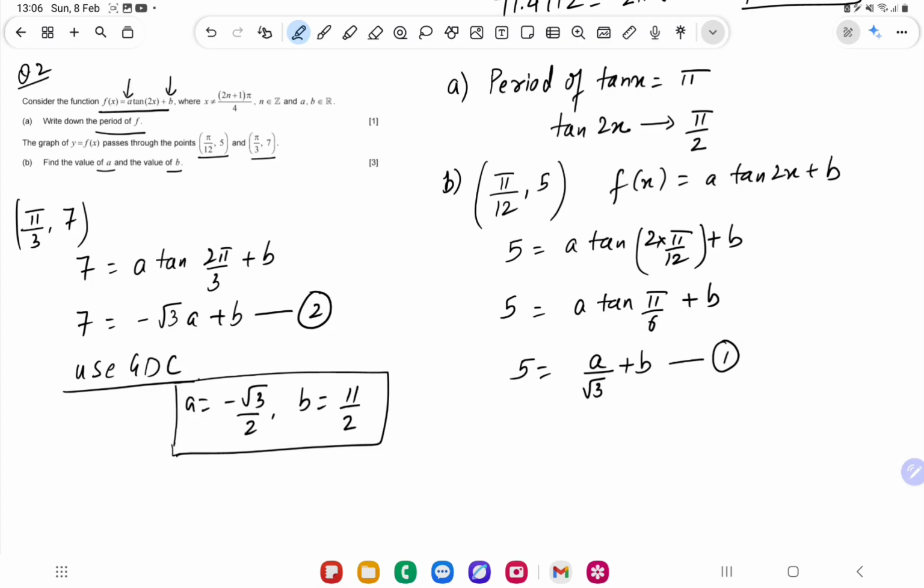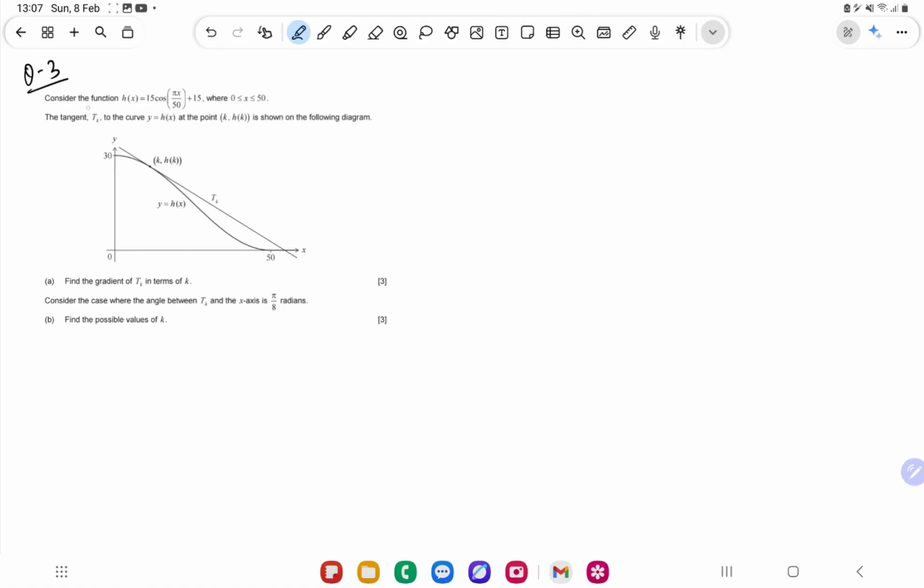Now let's move to the third question. In this question, the function is given to us as h(x), and it has a tangent T_k, which is passing through the point (k, h(k)), and we have to find the gradient. Since the function is given as h(x), the gradient will be h'(x). We will be using the rules of differentiation: 15 as it is, and the derivative of cos x is minus sin x. So we will write it like this.